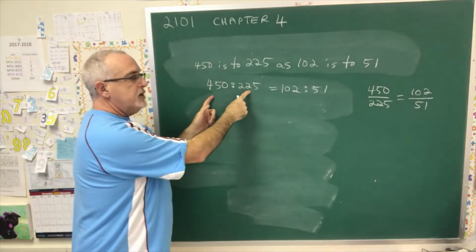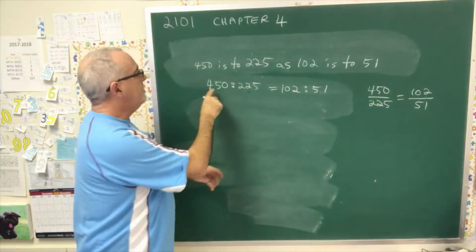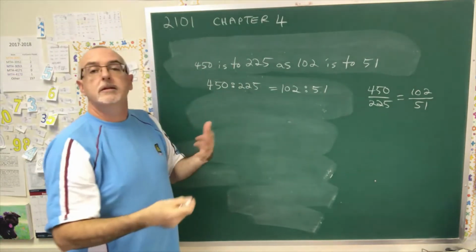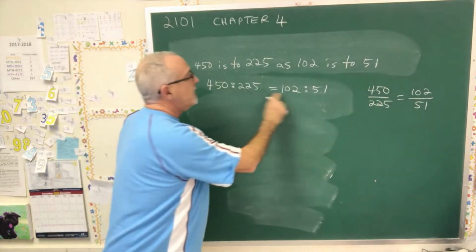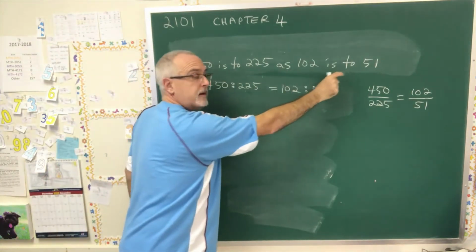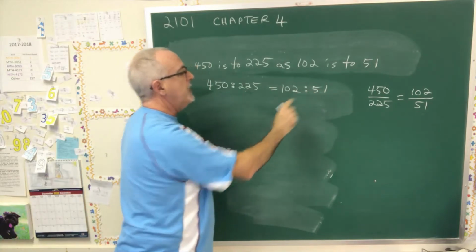So this is a ratio. Just like 450 over 225 expressed as a fraction is a ratio, 450 colon 225 is also an expression of the same ratio. And we read this out loud the same way that we wrote it here. 450 is to 225 as 102 is to 51. It works.